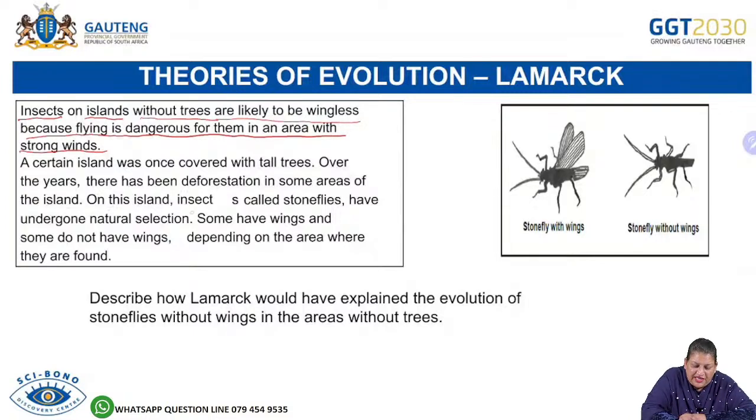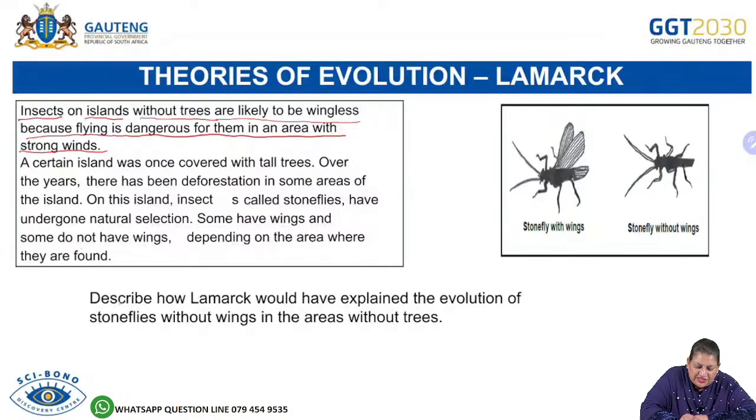So on this island, insects called stoneflies have undergone natural selection. Some have wings and some do not have wings, depending on the area where they are found. So it's telling you in the first sentence that where there are no trees, there are no wings on the insect. Where there are trees, there were wings on the insect.